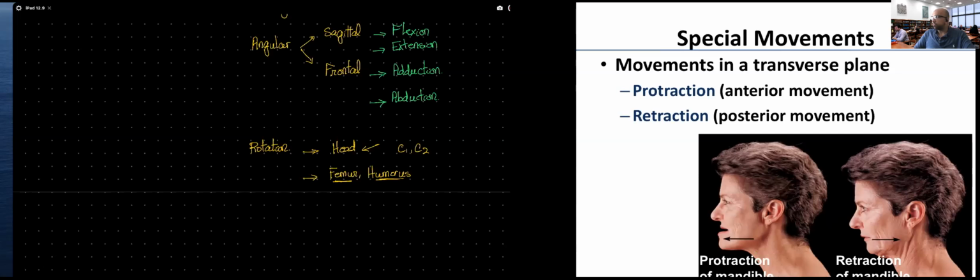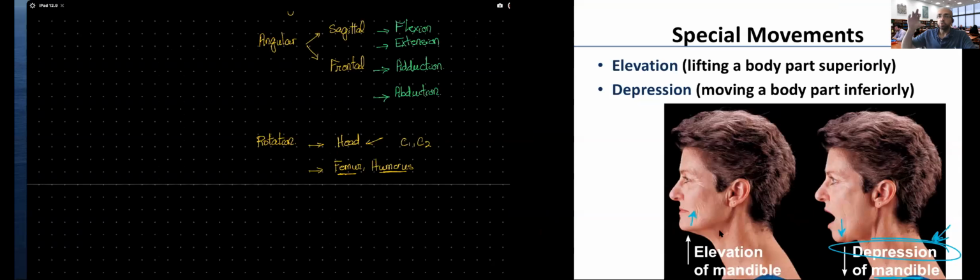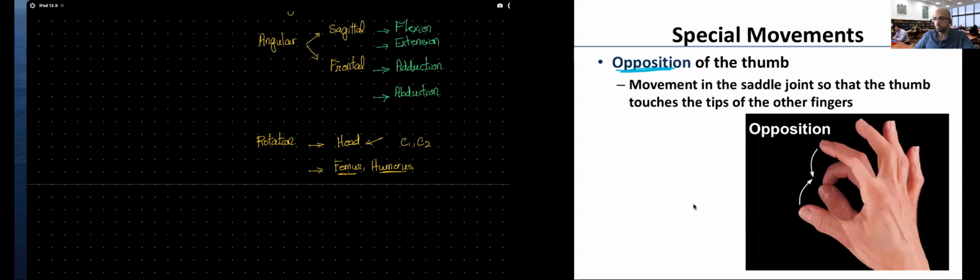Also, we've seen a special movement of the mandible. This was a forward movement of the mandible. This is what we call the protraction. And the backward movement of the mandible, this is retraction of the mandible. When you move the mandible down, this is called depression of the mandible. When you move the mandible up, this is the elevation of the mandible.